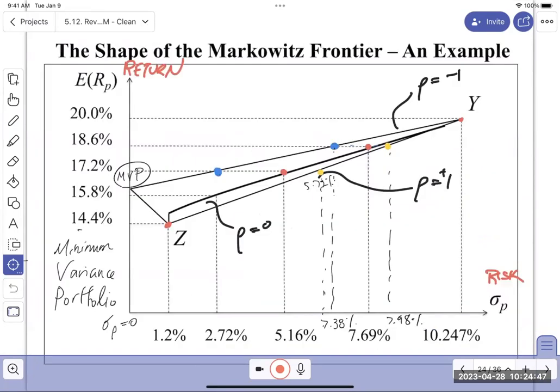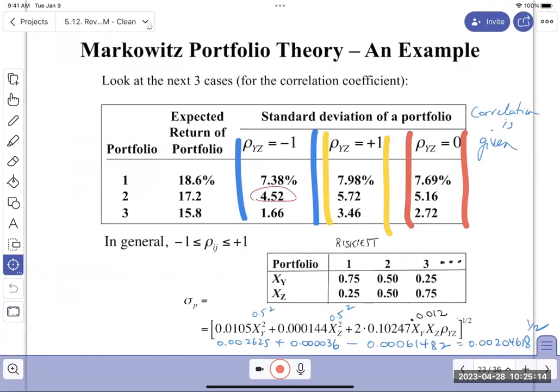So we could solve for this. Actually, you could solve for anyone, because I can say, well, I want a standard deviation, I want a risk of 5.16. If I want a risk of 5.16 and the correlation is perfectly negative, I could find it. I could find the weights, and I could find the return, if I set this number.